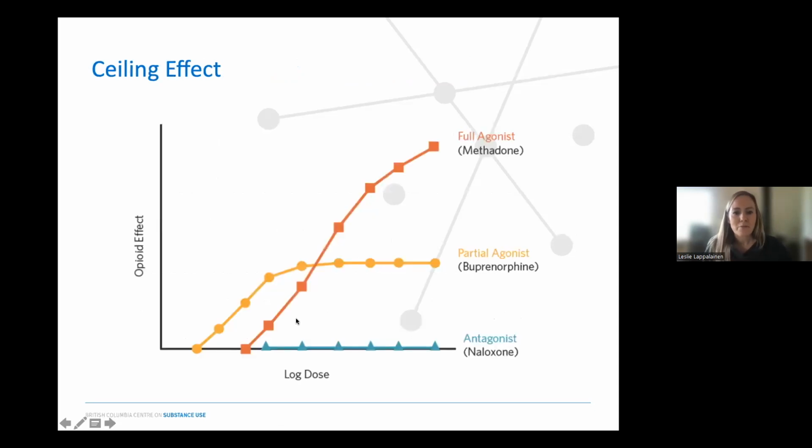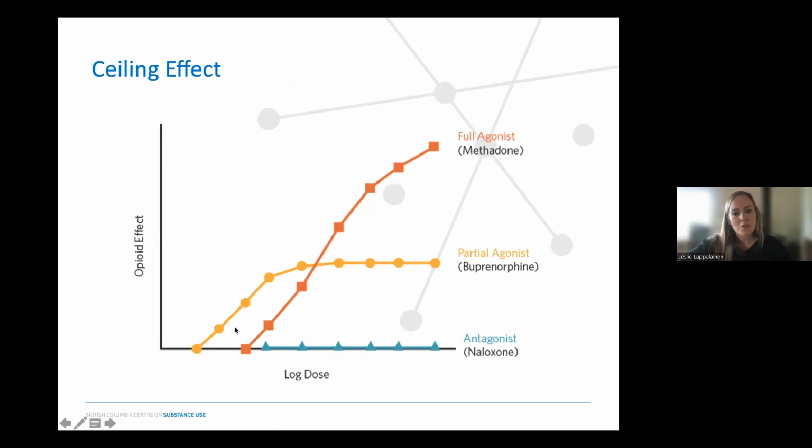This is just a refresher of what an antagonist, partial agonist, and full agonist are. If you look at the bottom of your screen, the antagonist, the example here would be naloxone or Narcan. Regardless of the dose of naloxone that you give, you're going to have no opiate effect. It just sits on that opiate receptor and blocks the receptor.